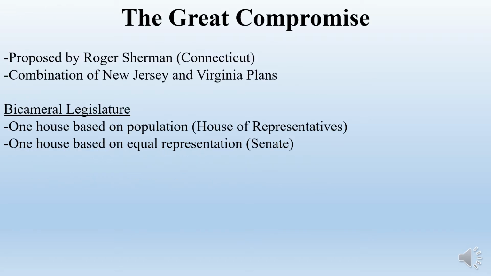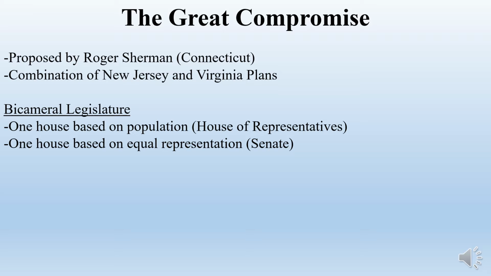Well, what was proposed by Roger Sherman was called at the time the Connecticut Compromise. Today we call it the Great Compromise of 1787. What Roger Sherman said is, why are we focused on a one-house legislature? Why don't we do both? Why don't we combine the New Jersey Plan and the Virginia Plan, and instead of having a one-house unicameral legislature, let's have a bicameral legislature.